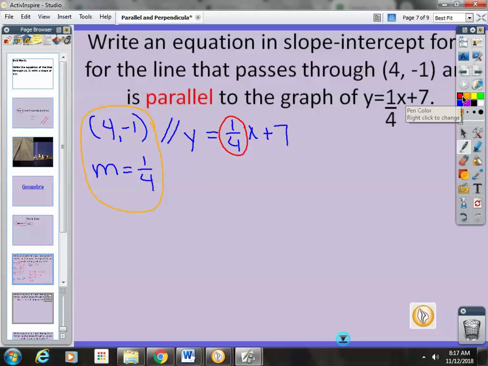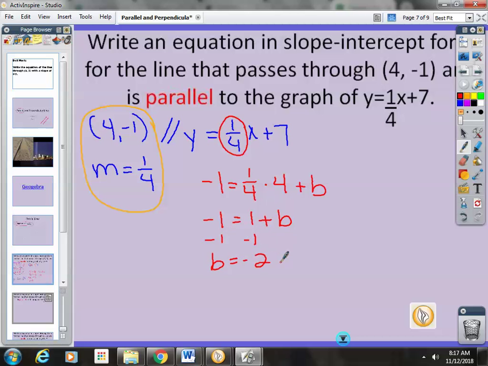Absolutely. Let's do that. So y is negative 1 equals m, 1/4, times x, 4, plus b. 1/4 of 4 is 1. If I want to get b by itself, I'm going to subtract 1 from both sides. So b is negative 2. If I know my slope and my y-intercept, could I write an equation? Absolutely. So we have y equals 1/4 x minus 2.